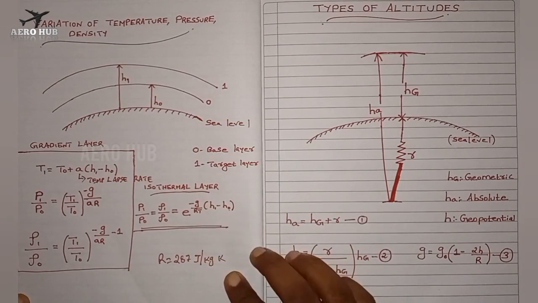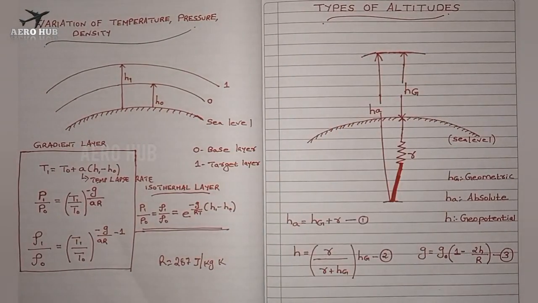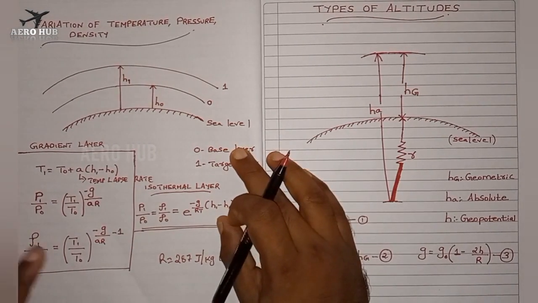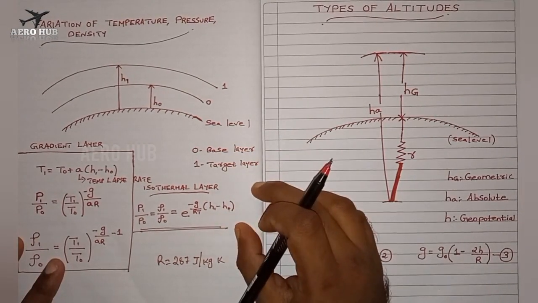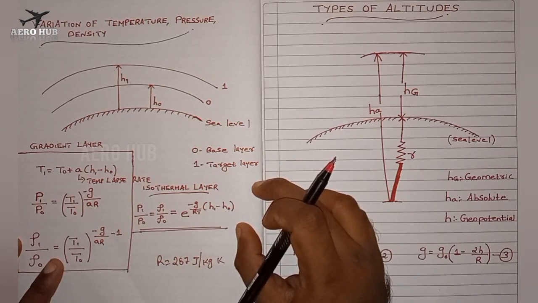Now in this lecture we will discuss types of altitude, and there are six types: geometric altitude, absolute altitude, geopotential altitude, and pressure, density, and temperature altitude. From the GATE point of view, the last three altitudes, that is pressure, temperature, and density altitude, are not so important.